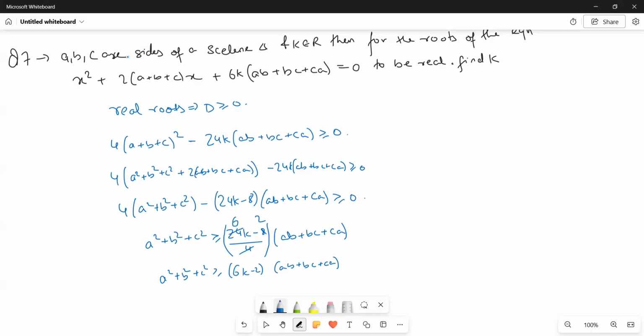Now considering that A, B, C are the sides of a triangle, so A plus B has to be greater than C, or (A plus B) whole square has to be greater than C square, which will give us A square plus B square plus 2AB is greater than C square. So A square plus B square, oh, this is equation 1.